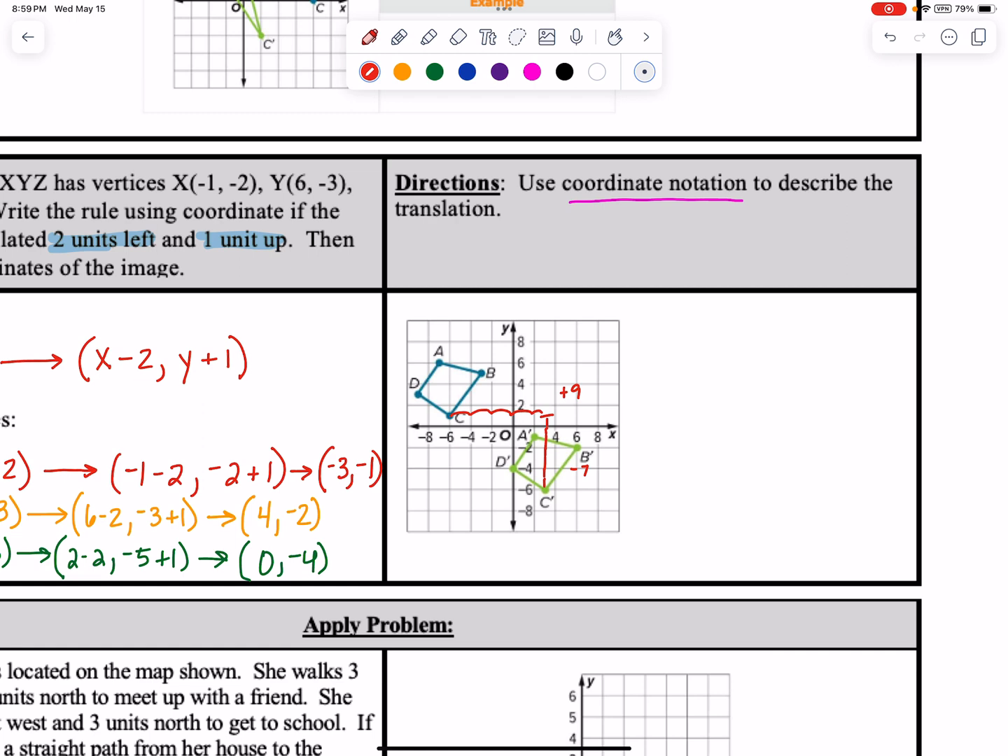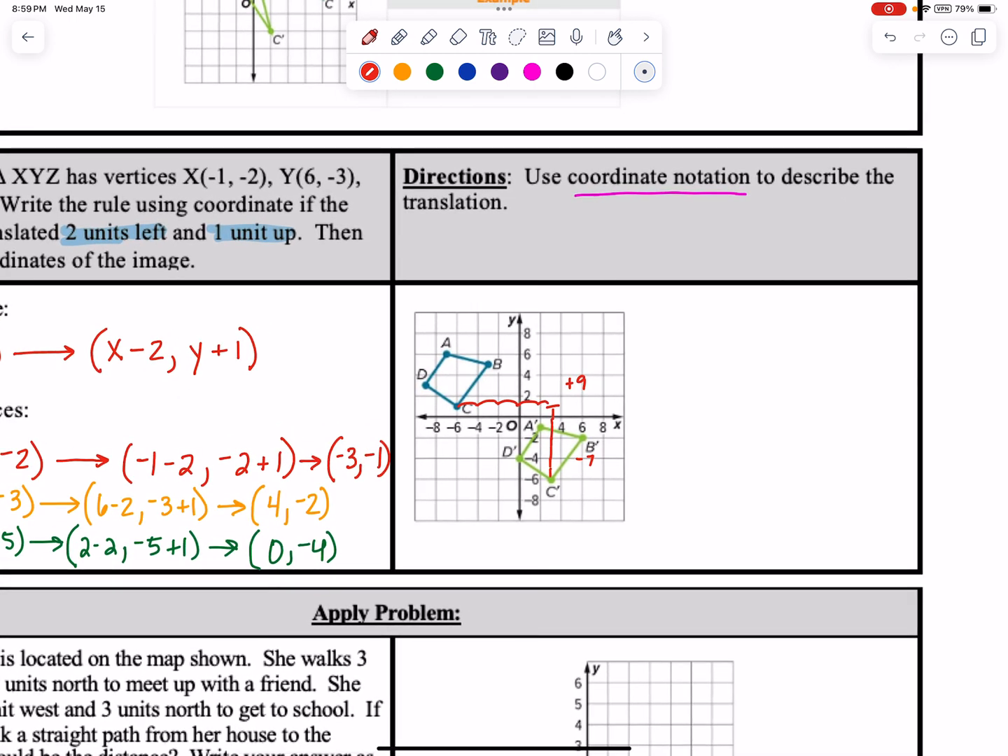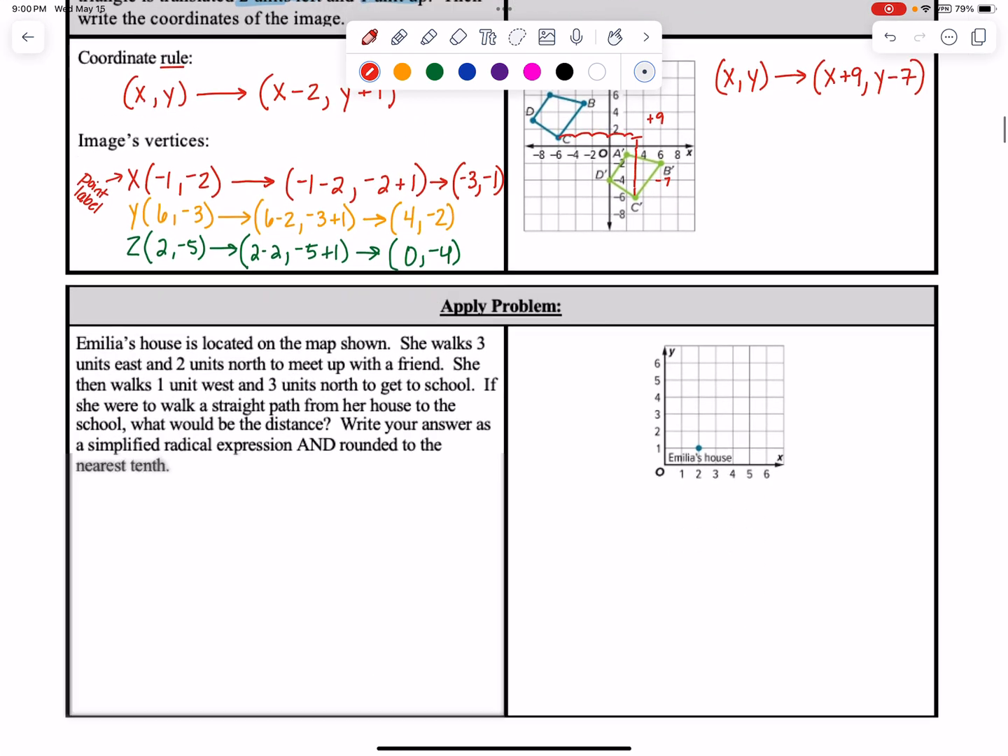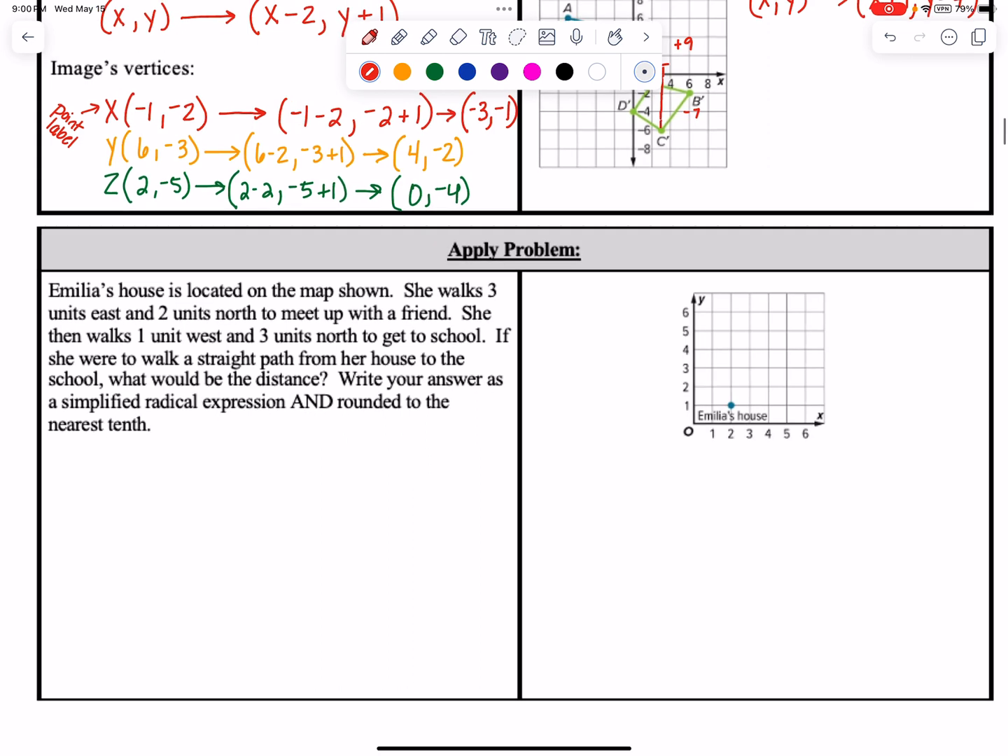So let's go ahead and use coordinate notation to describe the translation. What are we doing to X? So we're going to write XY, and we're going to draw the arrow to say what's happening to XY. We start with XY and we take X and we add 9. Oops, we're going to use that comma, remember. And then what are we doing to Y? We're subtracting 7. So that's the coordinate notation to describe the translation. You could have done that with any of the points. I just happened to choose C. Now let's go down to the apply, and that's it for today's lesson.